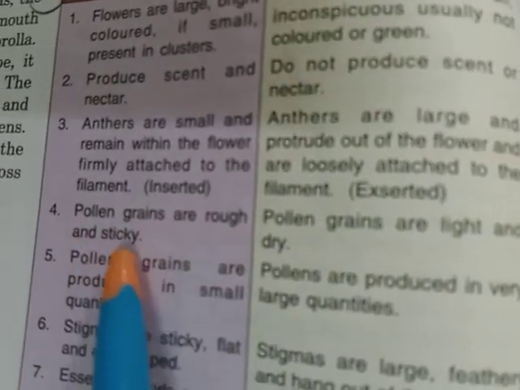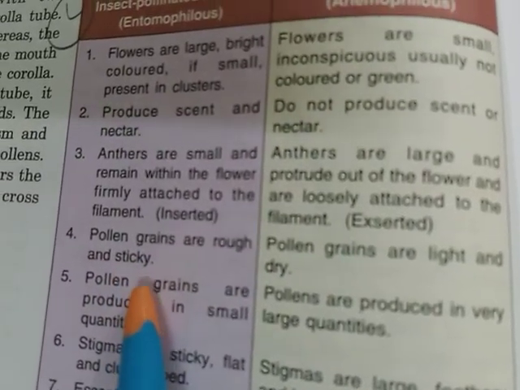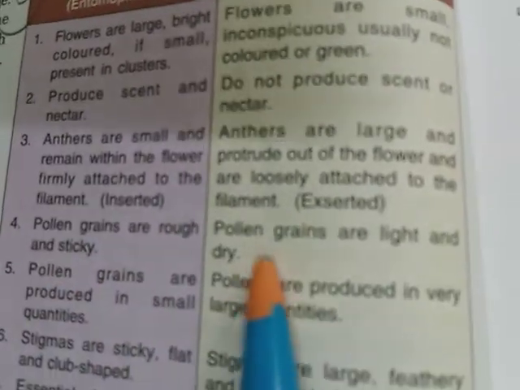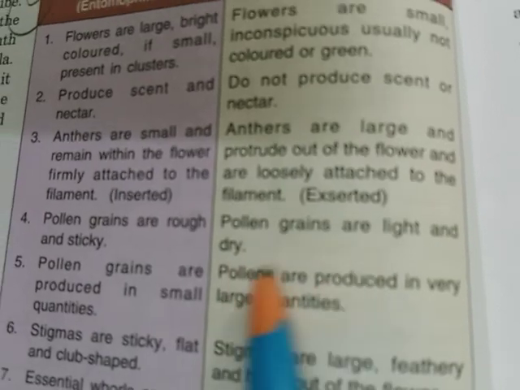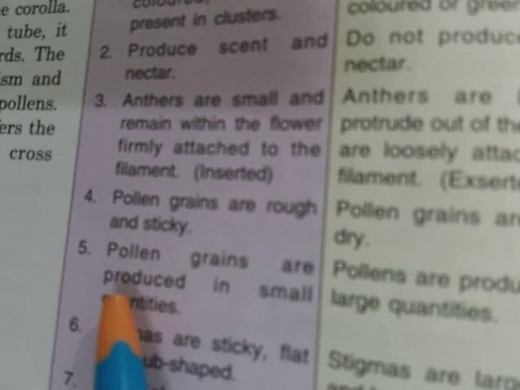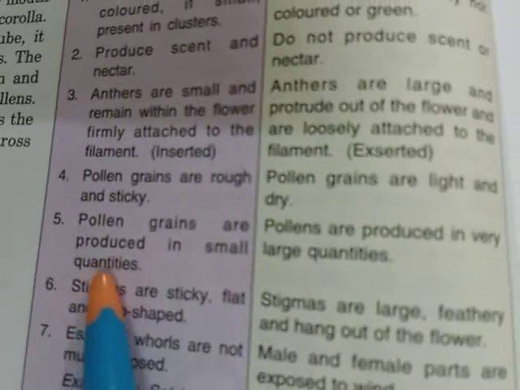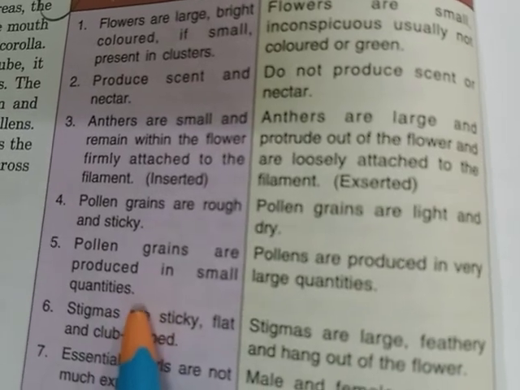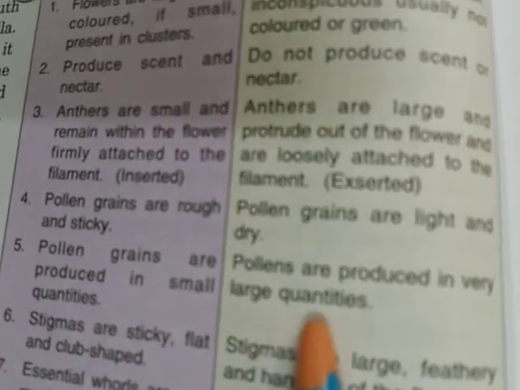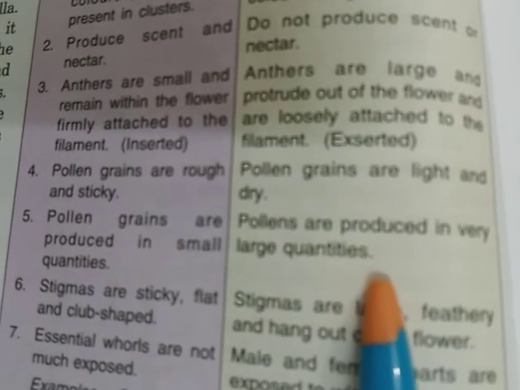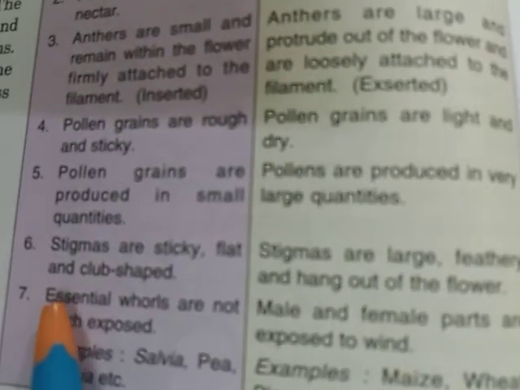Pollen grains are rough and sticky in insect pollinated flowers. And here the pollen grains are light and dry so that they can be easily carried away or blown by the wind. Pollen grains are produced in small quantities in insect pollinated flowers, but here they are produced in large quantities because much of the pollen grains are wasted in movement from one place to another.